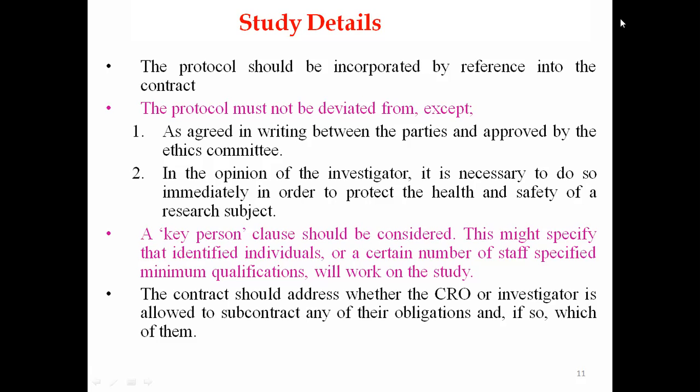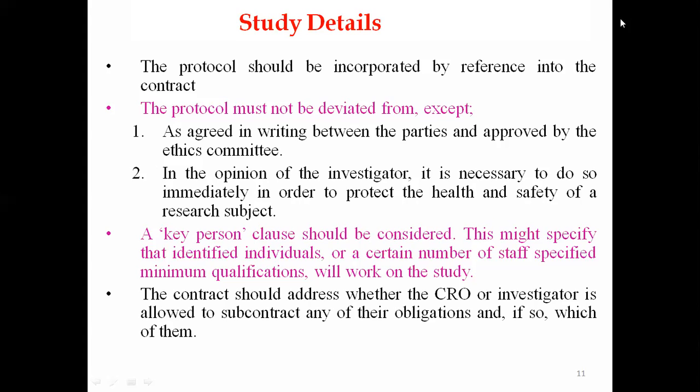The key personnel should be considered. This might be specified as identified individuals or a certain number of staff specified by minimal qualifications who will work on the study. If any details have been changed, that information has to be provided. What are the minimum qualifications exactly required to work on that particular study? The contract should address whether the CRO or investigator is allowed to subcontract any obligations, and if so, which of them.